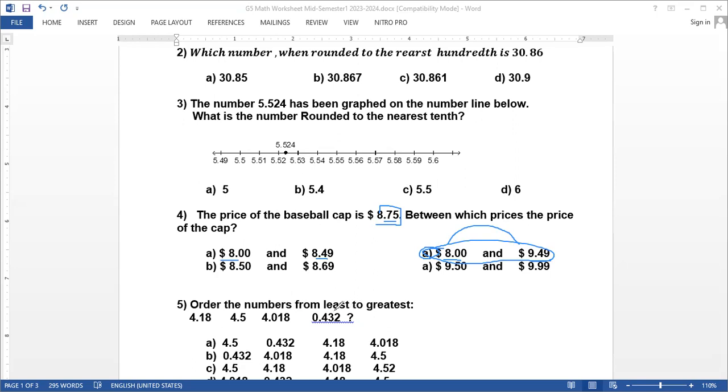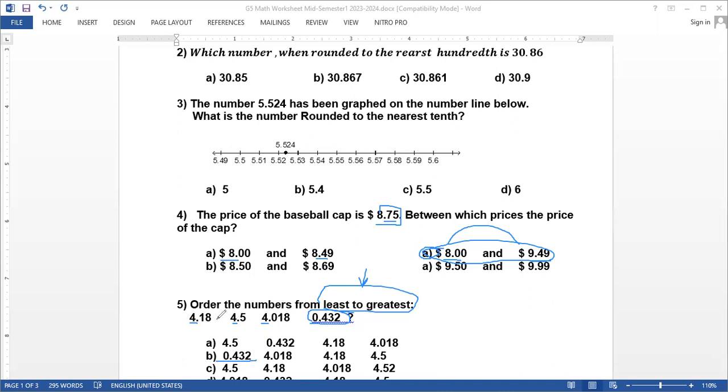Order the numbers from least to greatest: 4.81, 4.5, 4.018, 4.32. When you read these kinds of numbers, you need to focus, he wants from least to greatest or from greatest to least. But here in this case, he wants from least to greatest. So I start comparing from the left. Here we have 4 in the ones, and here 4, and here 4, and here we have 0. So this is the least number. So I go to this choice directly.